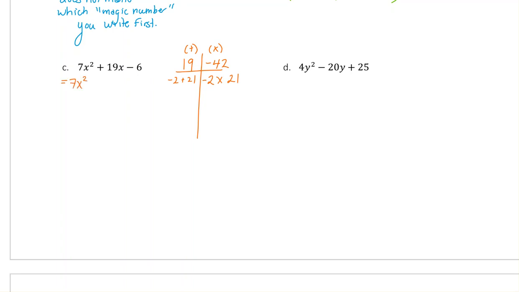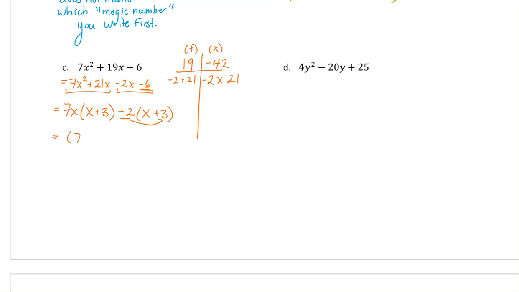7x squared plus 21x minus 2x minus 6. Okay, we're going to group our first two and our second two, and we're going to common factor. What is common amongst 7x squared and 21x? That is 7x. What does that leave us with? x plus 3. What's common amongst negative 2x minus 6? Well, that would be negative 2. If we factor that out, we're left with x and positive 3, because negative 6 divided by negative 2 leaves us with positive 3.